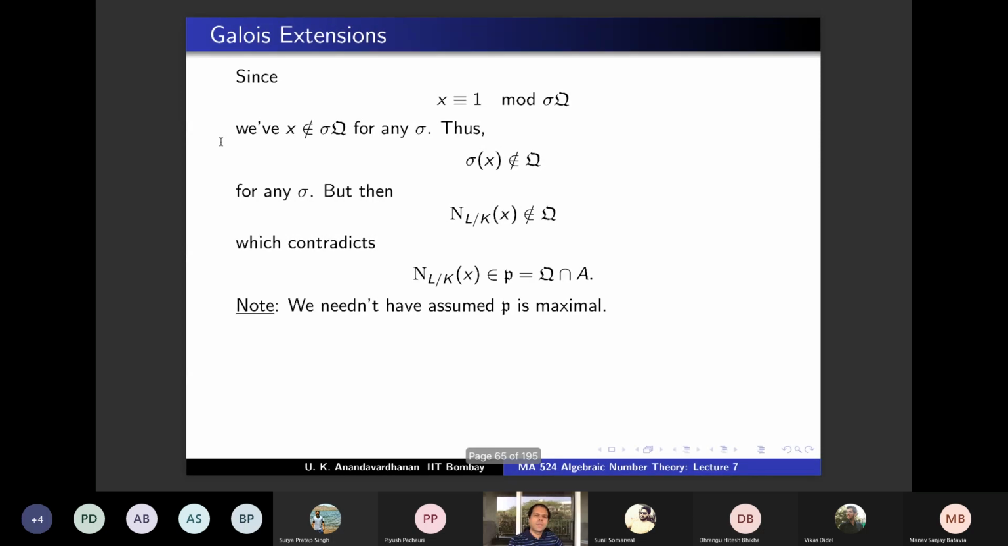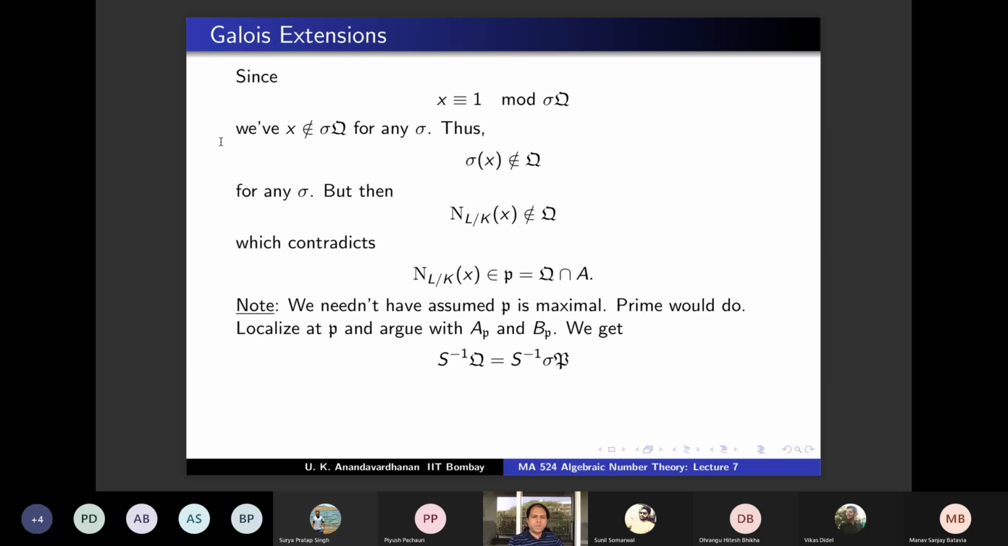So yeah, good. We need not have assumed P is maximal. This is what you're saying, no? And here is the proof. We need not have assumed P is maximal. Prime would do because you can localize. So you can localize and argue with the local rings A_P and B_P, and by what we have done using maximality, since P A_P is maximal in A_P, by the argument that we have given, with S as A minus P, you would have got S inverse Q is S inverse sigma P. You would have got P times S inverse P, which is S inverse sigma P, and from this you can conclude that Q is sigma P. So it is anyway true. And how can you conclude Q is sigma P from this?